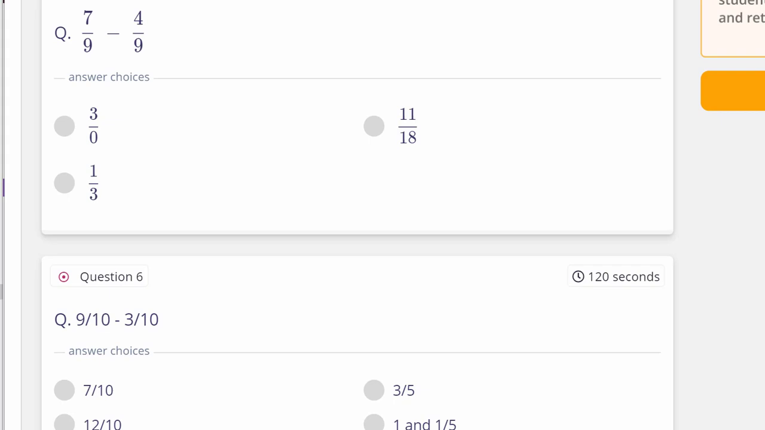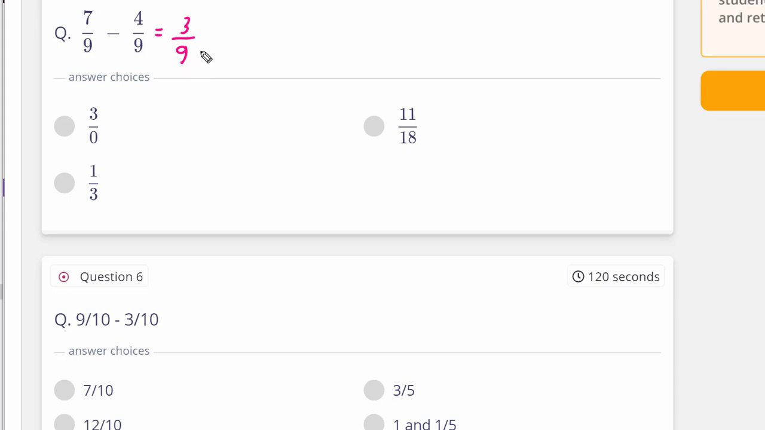Abdulaziz Rashid. Yes, teacher. Go ahead. 7/9 minus 4/9. It's 3 zeros. Three zeros? What? I mean, you should use the same denominator. So 3 what? 3/9. But we don't have 3/9 in the choices. What should we do?